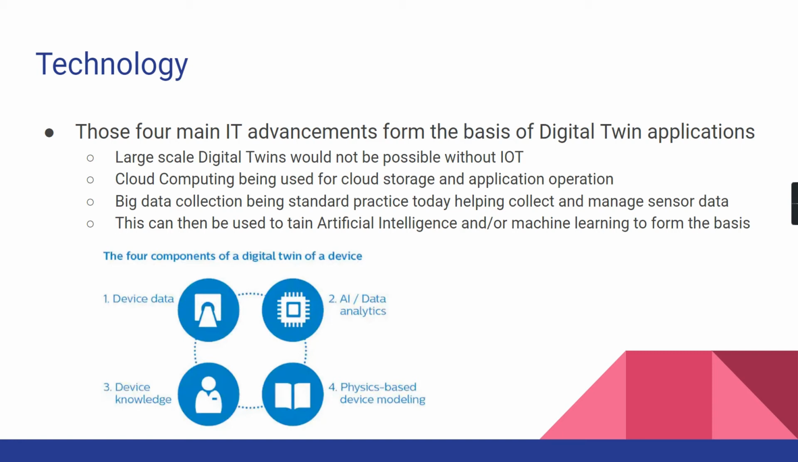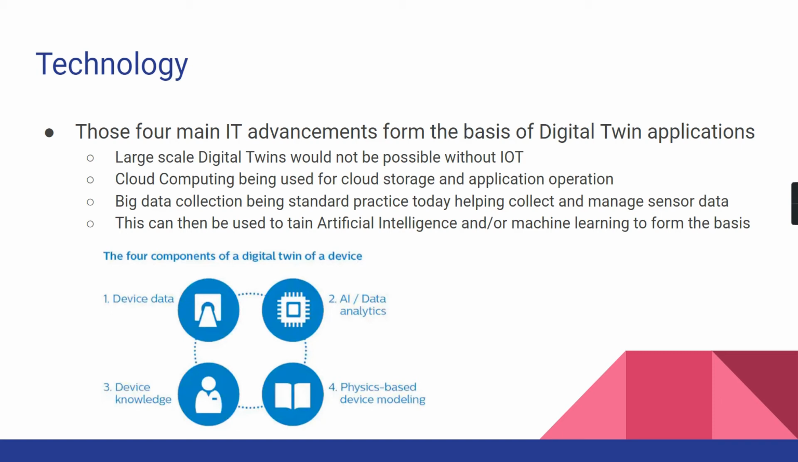Large scale digital twins would not be possible without IoT. It's simply not feasible for somebody to walk around and collect data from millions and millions of sensors around the country, even. That would be awful for that poor person. Cloud computing allows for better storage and application operation. Like I said, for companies that do not have the ability to use large computers or very powerful computers, doing it in the cloud is a feasible operation and allows for better cost savings and better digital twin applications.